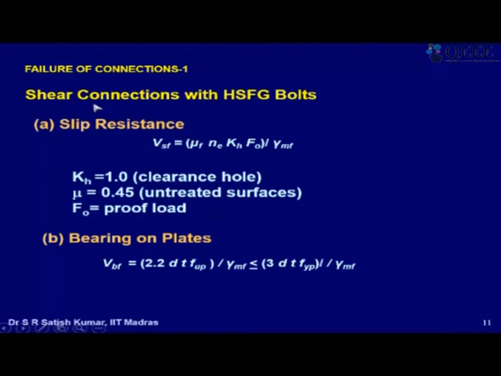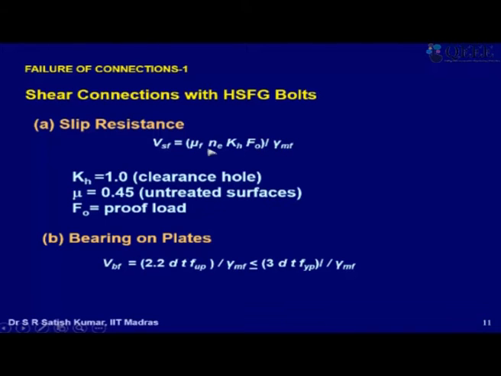Let's go to now shear connections with high strength friction grip bolts. So as I said, the bolt is developing a normal force. Let's assume it as F naught. So basically mu times F naught should have been my shear strength, right? So that is what we find here. The slip resistance is basically mu F, the friction coefficient, into F naught.